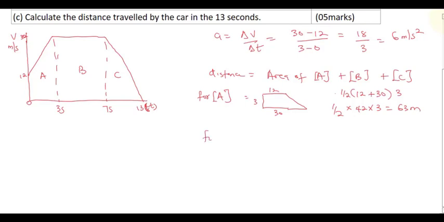Now for B, that's a rectangle. So we'll draw a rectangle. Now this is 4. If you recall, this is 7 minus 3, that's giving you 4. So here, this place is going to be 30. So for your rectangle, you're going to do 4 times 30, that's length times width, which is going to give us 120 meters. Now, for C, which is our triangle.